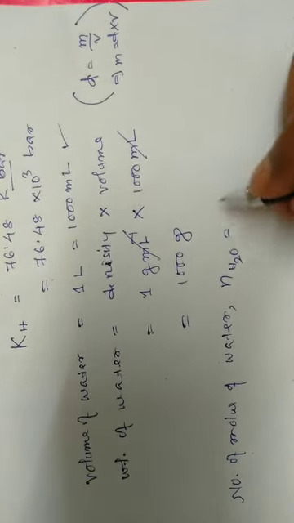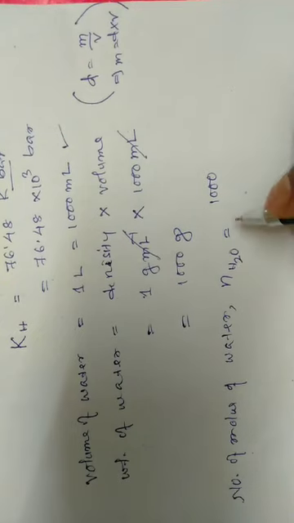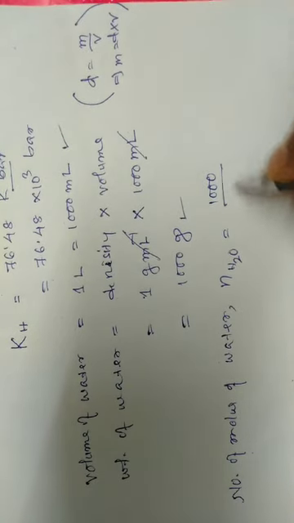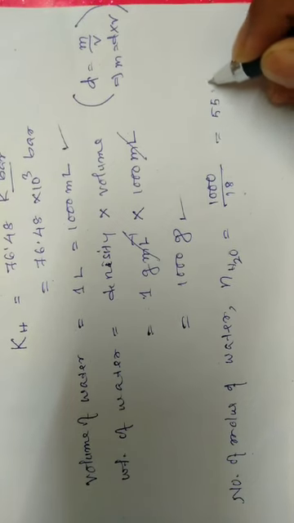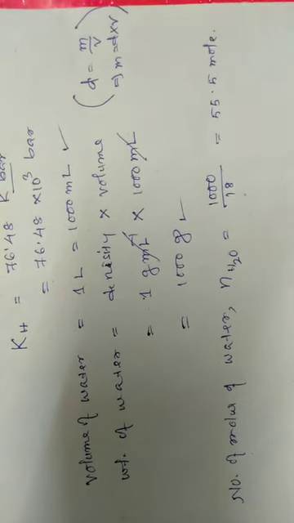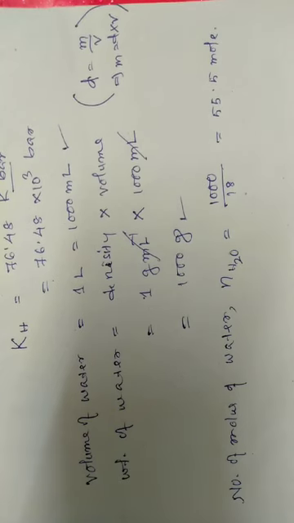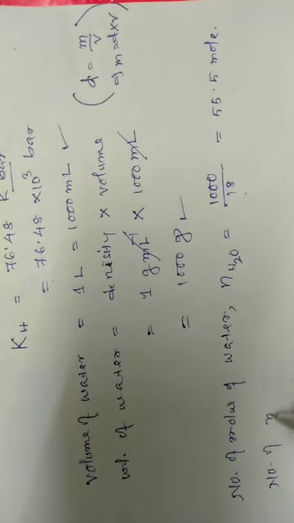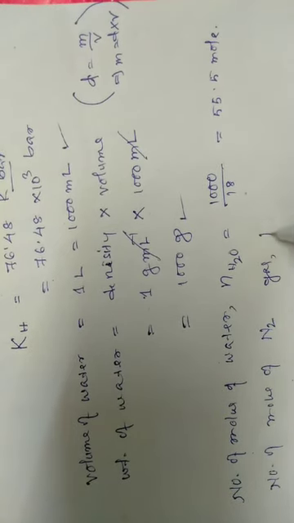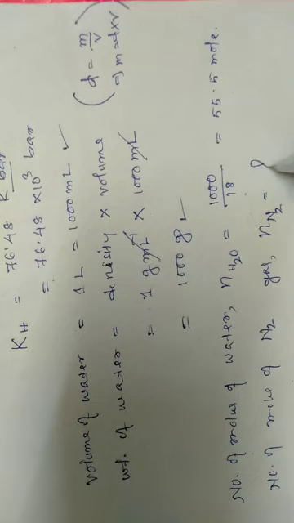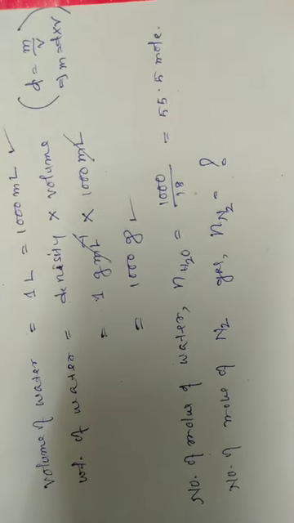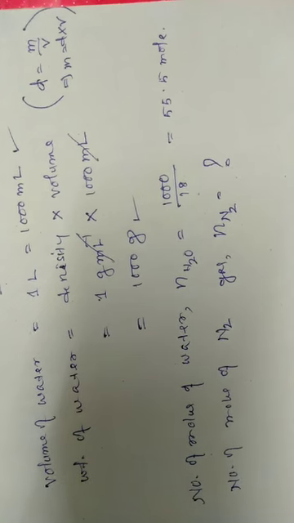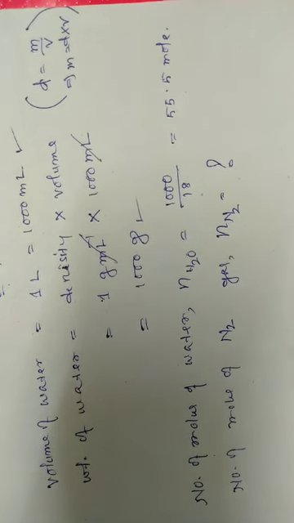So the number of moles of water equals the given mass of water, 1000 gram, divided by the molecular mass of water, 18. After the calculation we have 55.5 mole. This is the number of moles of water. And the number of moles of nitrogen gas that dissolve in 1 liter of water, what do we have to do? We have to find out how many moles of nitrogen gas dissolve in water. So this question is related to Henry's law.